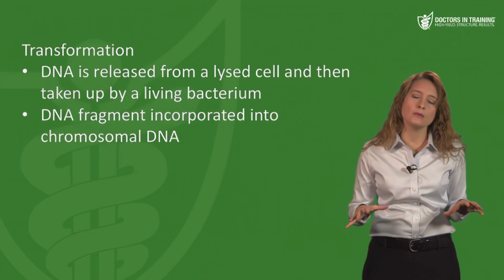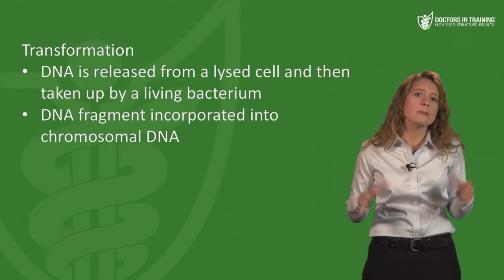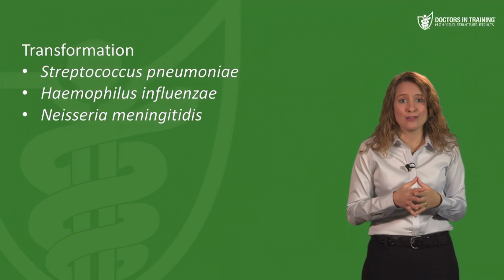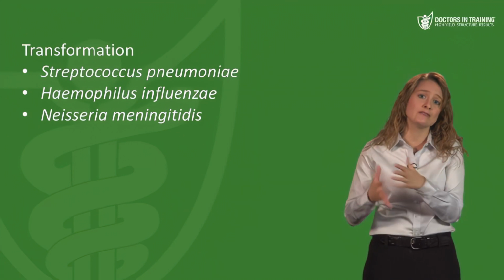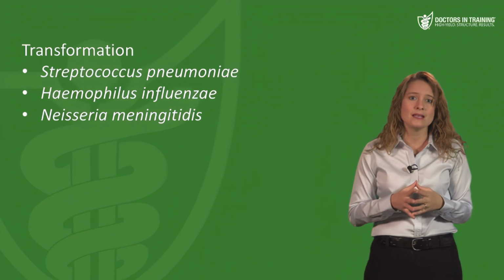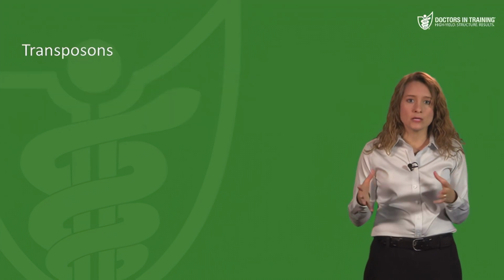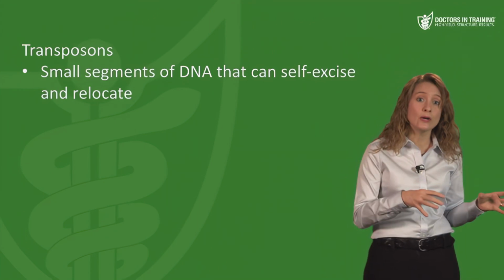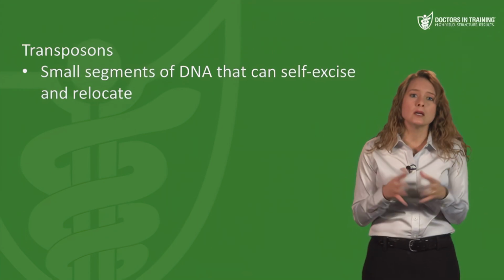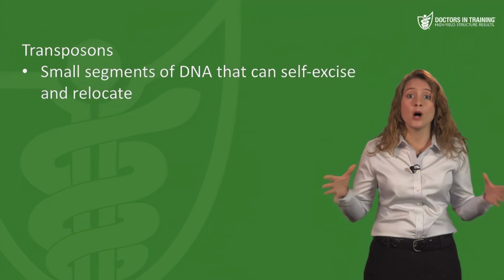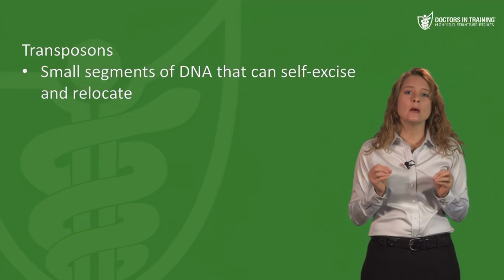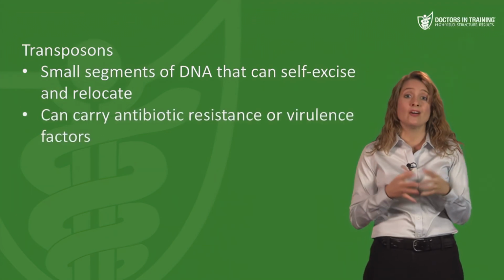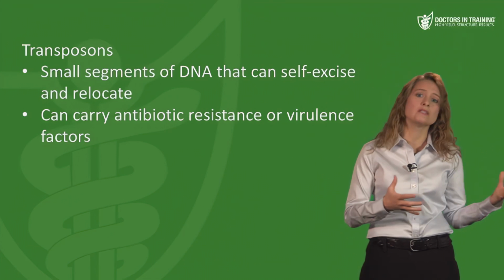Transformation is only an option for a few species of bacteria. Interestingly, these include those organisms that we just talked about a few minutes ago: Strep pneumo, Haemophilus influenzae, and Neisseria meningitidis. Now let's discuss transposons. These are small segments of DNA that can self-excise and then relocate to another place on the chromosome. They can also relocate to a different chromosome altogether or to a plasmid. Some transposons are very small and carry minimal information. Others can carry antibiotic resistance or virulence factors.